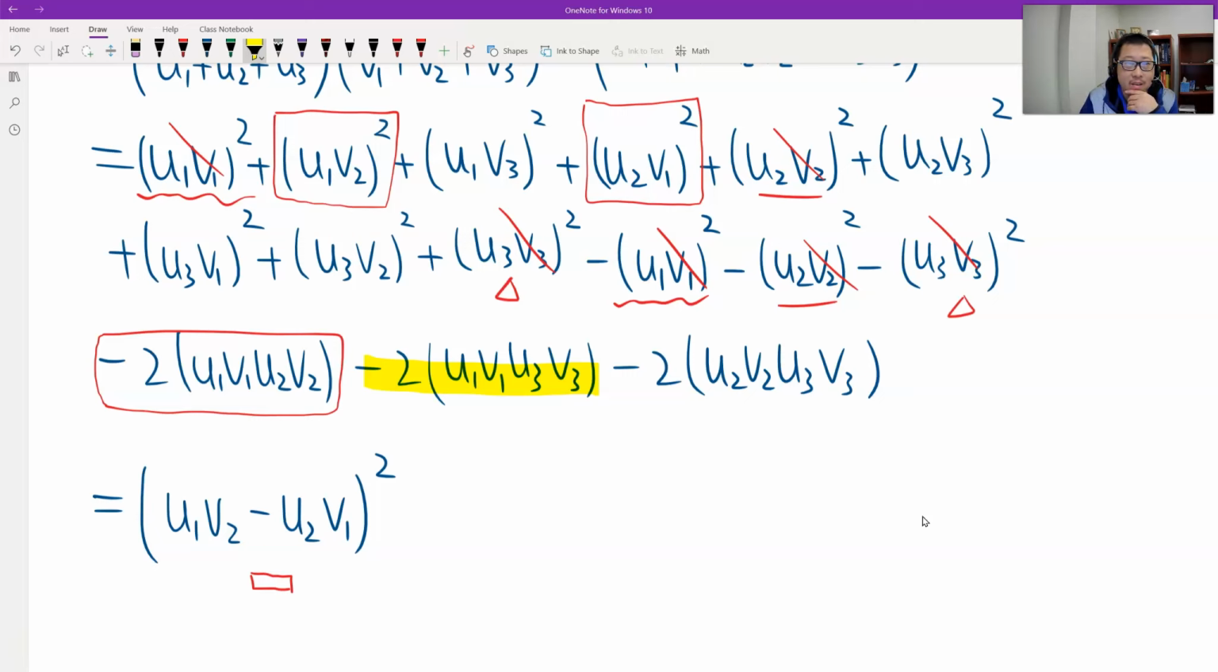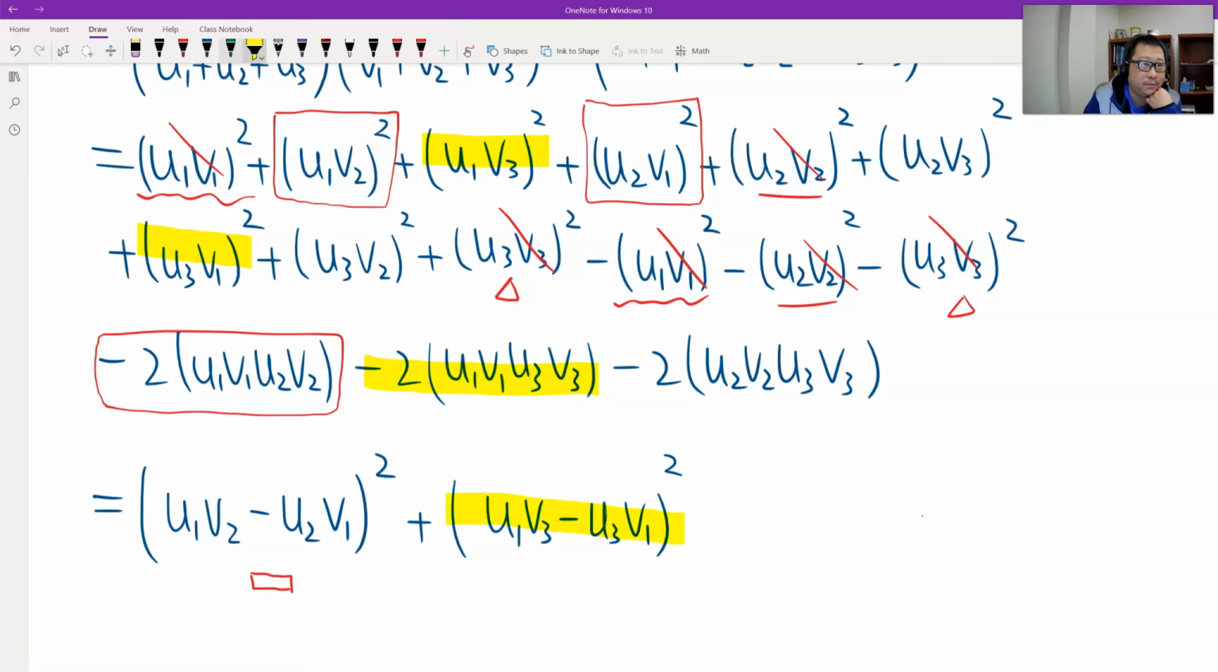u1 v3. Okay, so it should be this term u1 v3, and then u3 and v1. Okay, so these are three terms. I should get another, which is this perfect square. So (u1 v3 minus u3 v1) squared. Okay, so this is the one we get.